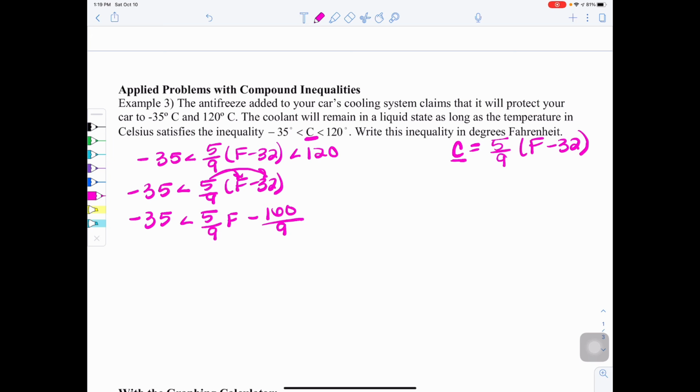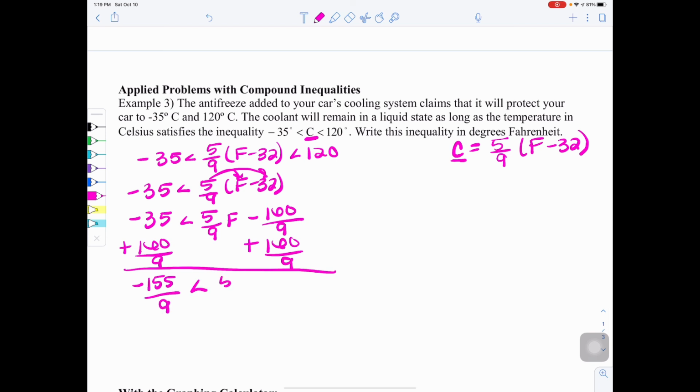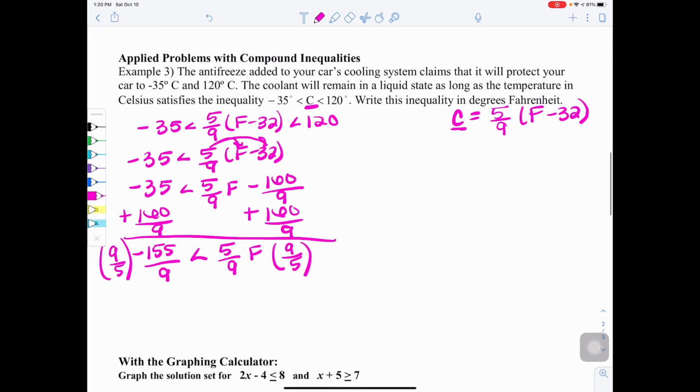Now we're trying to get F alone. So we want to add 160 over 9 to both sides, and we would get negative 155 over 9 is less than 5/9 F. Now at this point, we'd have to multiply by our reciprocal to get rid of 5/9. So that would be 9/5 on this side and also 9/5 on this side. So when we do that, these 5/9 cancel out and we have F is greater than, when you actually do this math, you end up with negative 31.